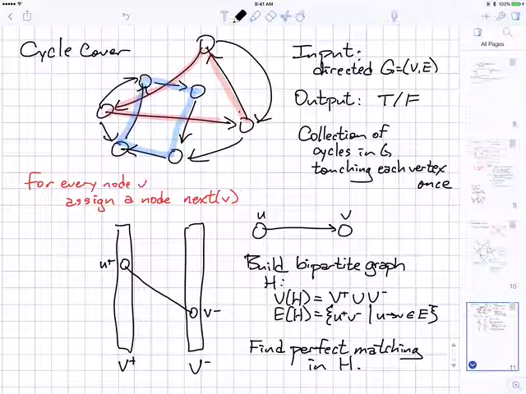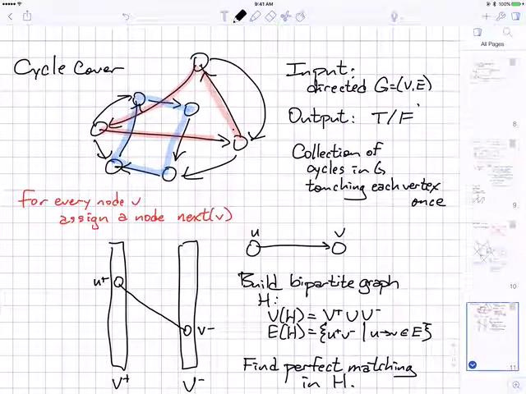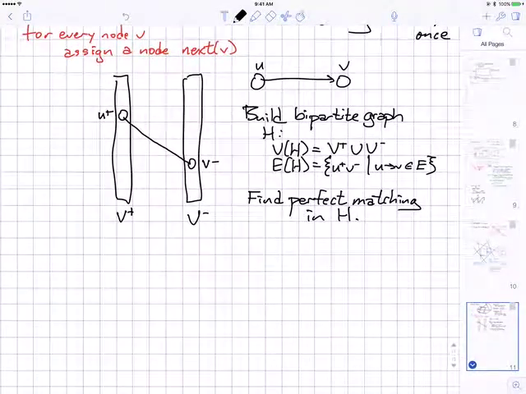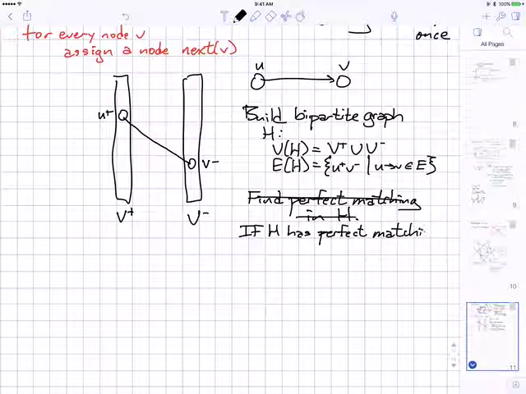Okay. So since I'm actually trying to return true or false, what I would really do is to say if H has a perfect matching, return true. Otherwise, I would return false.